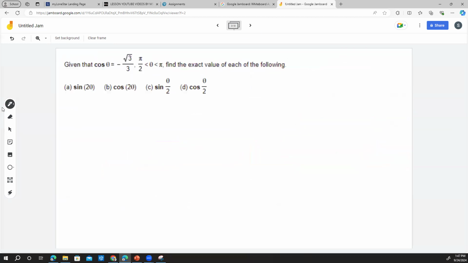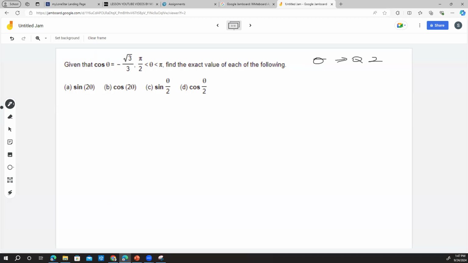So for section 6.6, a very, very similar example to what we just finished, but this time the cosine value is given as a negative number, and theta is now between pi over 2 and pi, so theta is an angle in quadrant 2.